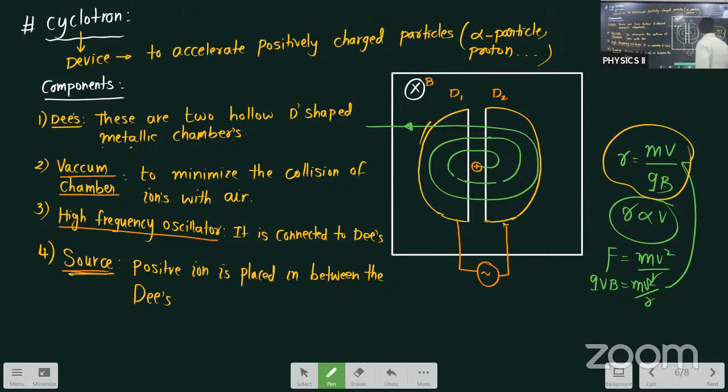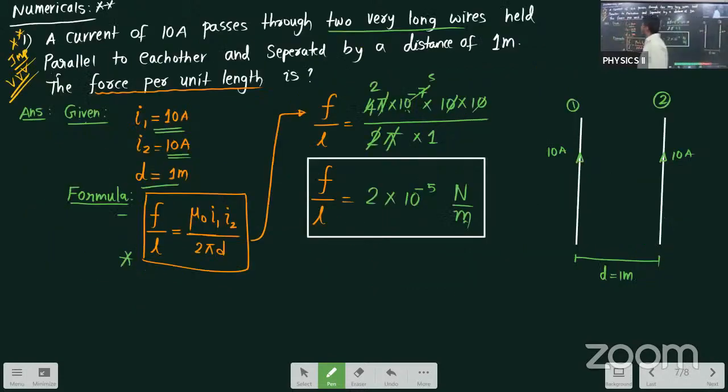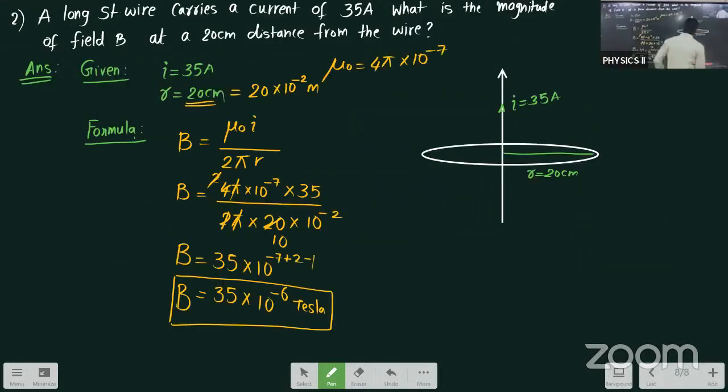Next, we have discussed two numericals. One numerical was based on the formula F/L = μ0 I1 I2 / 2πd. The other numerical was regarding a straight current carrying conductor through which a current of 35 amperes is flowing, and we are supposed to determine the magnetic field at a distance of 20 centimeters from the conductor. So these are all the important concepts for short answer type questions from moving charges and magnetism. I hope you understood this class. We'll meet tomorrow. Thank you.